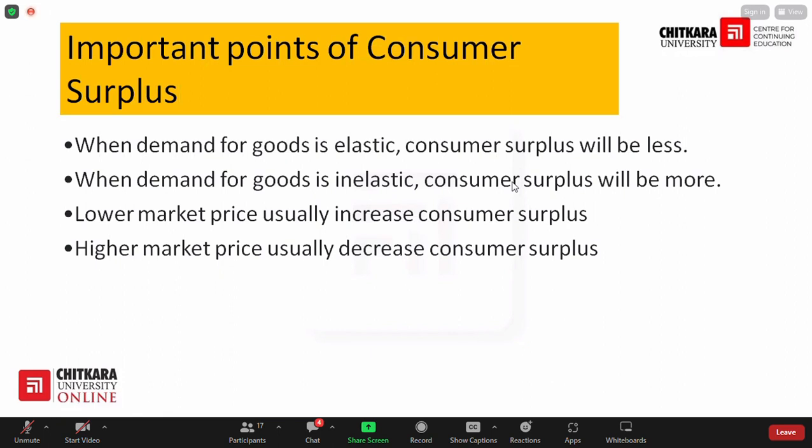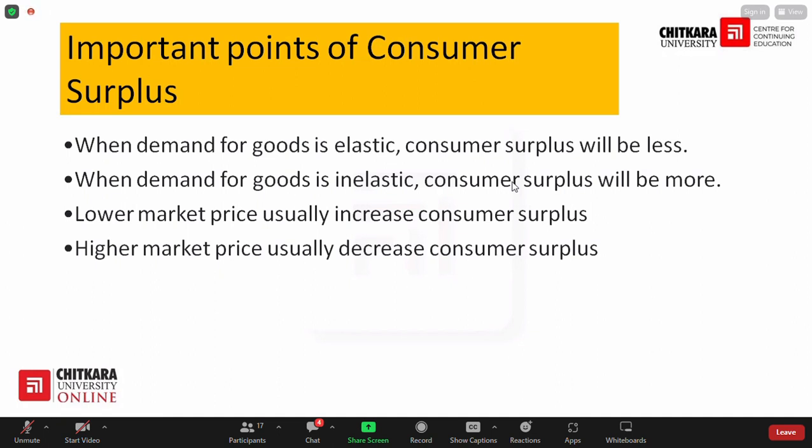When the demand for the product is elastic, consumer surplus will be less. What is the meaning of demand for a good being elastic? It means that for those products, if a small change in price comes, the demand for the product will automatically change. So for those products for which a small change in price can bring a higher change in demand, consumer surplus will be less.